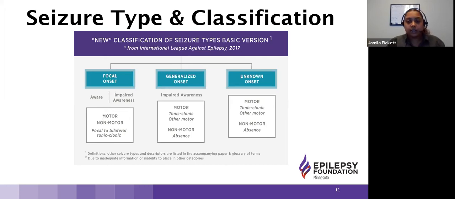Then we have generalized seizures. People who have these seizures always have some sort of impaired awareness because their entire brain is being affected by misfiring. And then lastly, we have the unknown onset. This category is not necessarily individuals who are not having focal or generalized seizures, but it is very descriptive in its language that it's unknown. Many people get a preliminary diagnosis of epilepsy, but they're not sure if they're having focal or generalized seizures, and that might be why they're in that category.